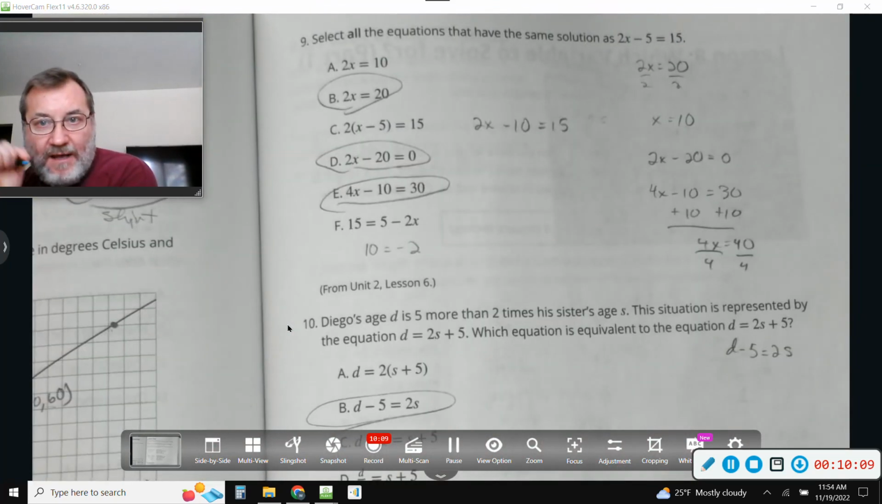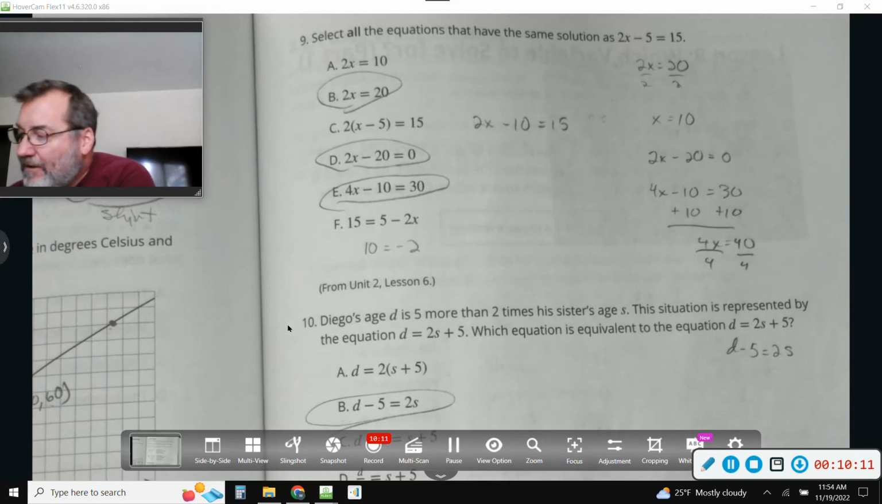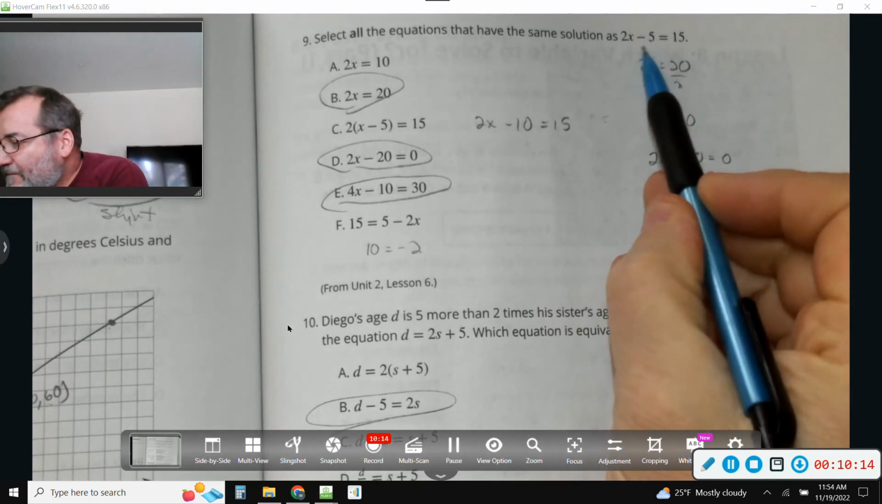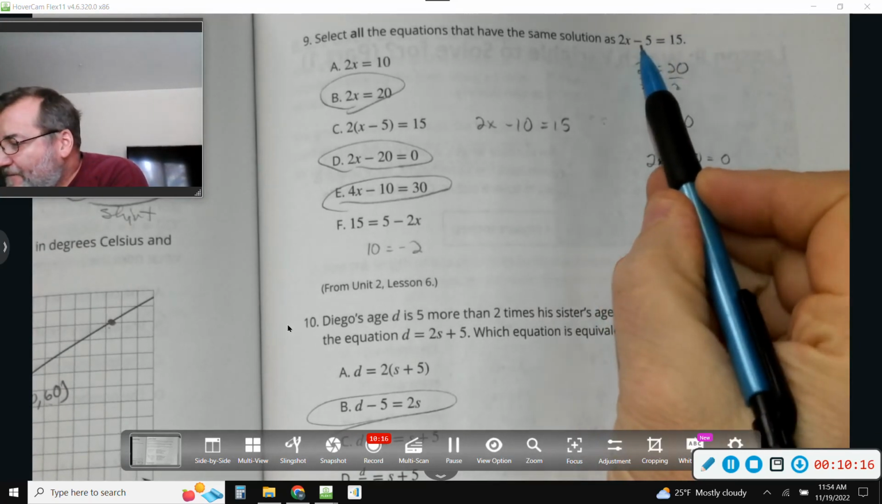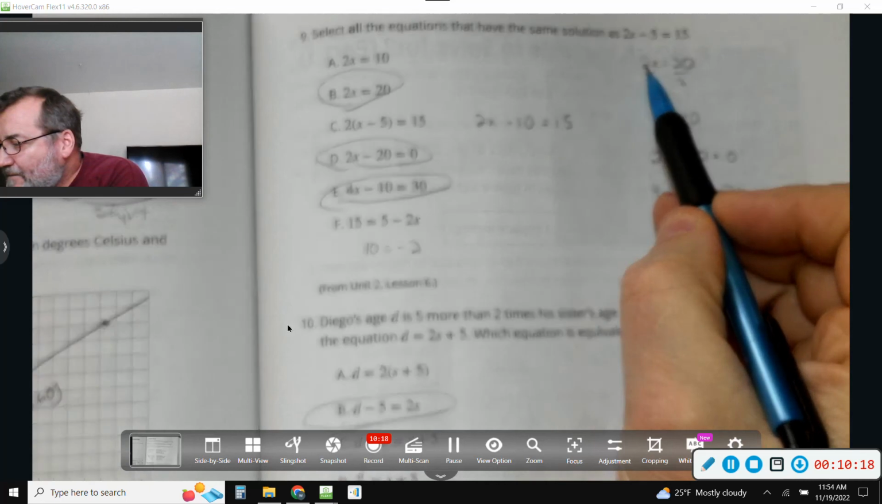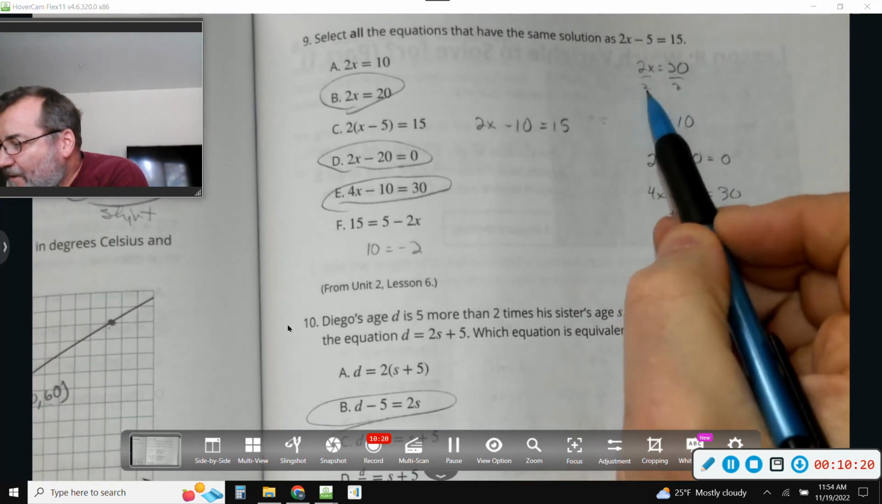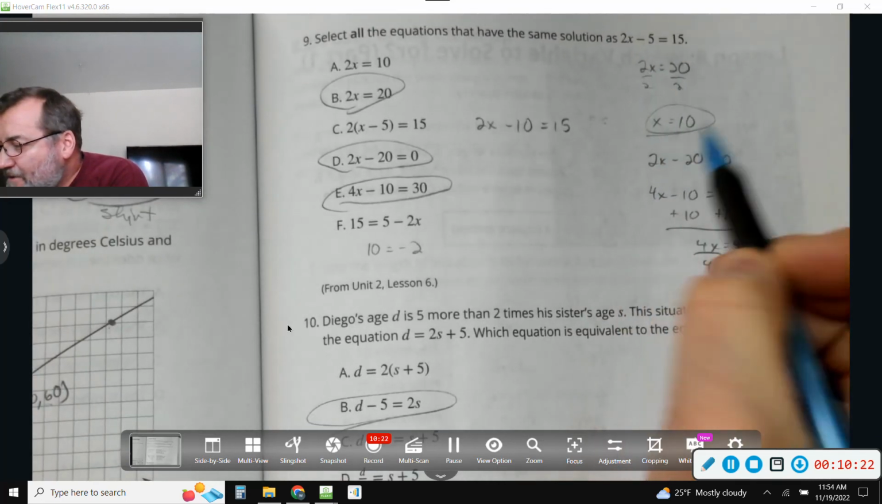All right. On to number 9. Select all the equations that have the same solution as this. Well, let's find the solution for this. If I do that, I'm going to add 5 to both sides, so I'll get 2x equals 20. I then divide by 2, so x equals 10.